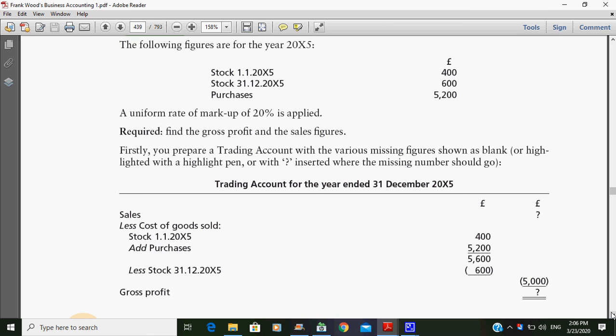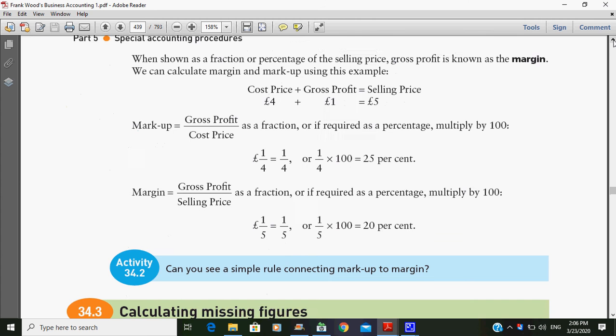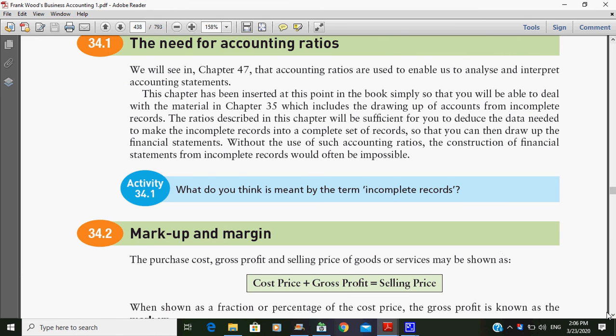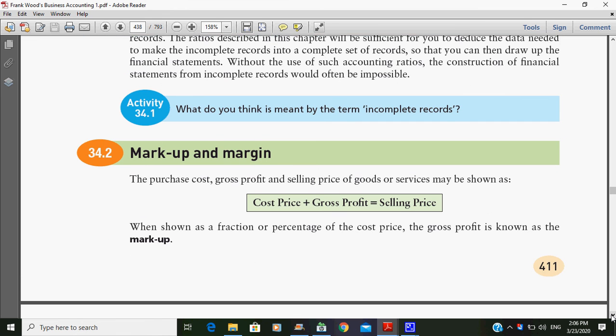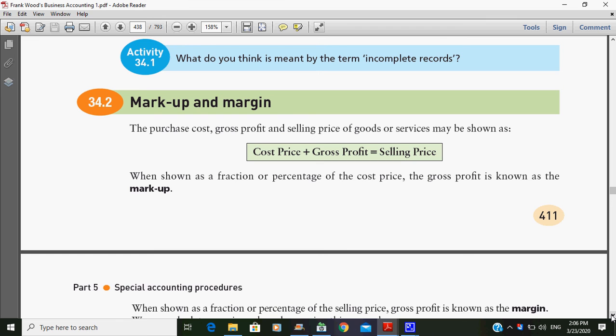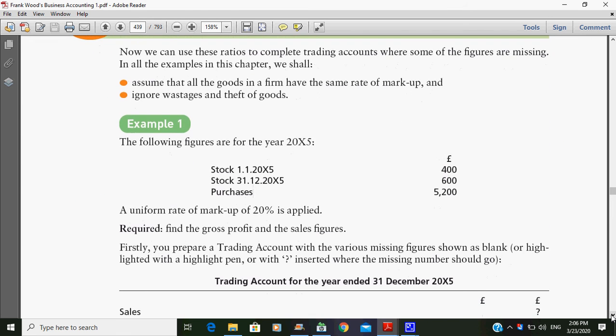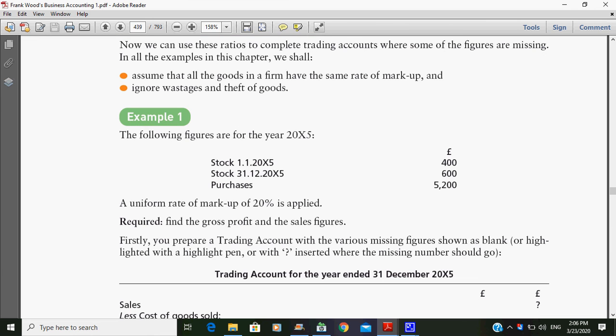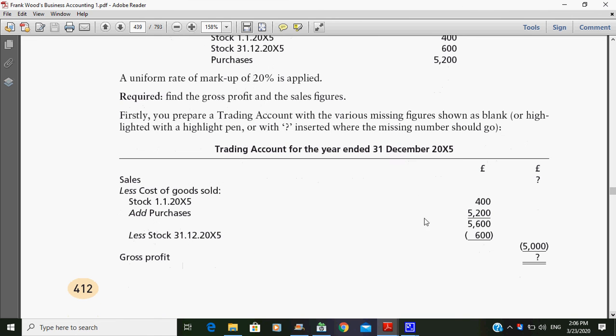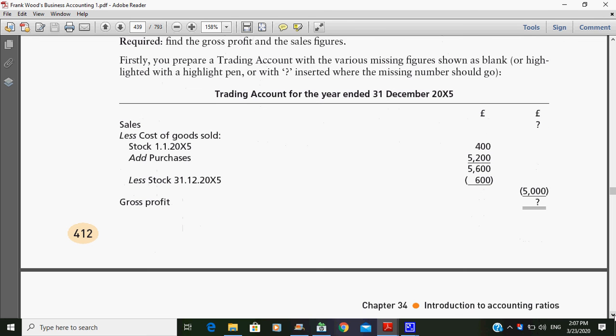Now remember that markup is a percentage of the cost price, or the cost of goods sold. So let's find the gross profit and sales figure. Firstly, you prepare a trading account with the missing figures shown as blanks, like this. You want sales and gross profit missing, because you want to calculate them. You can pause the video and write this down as we go along.